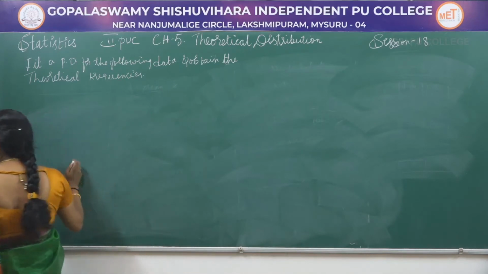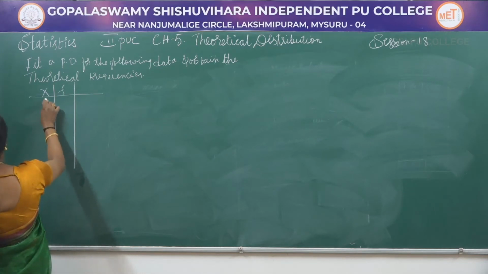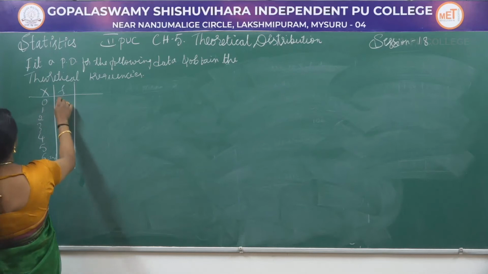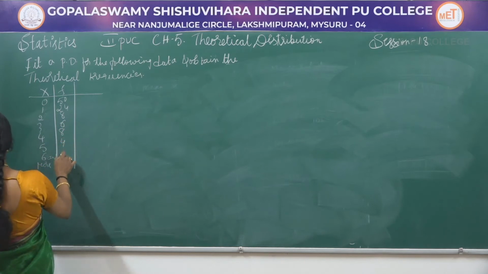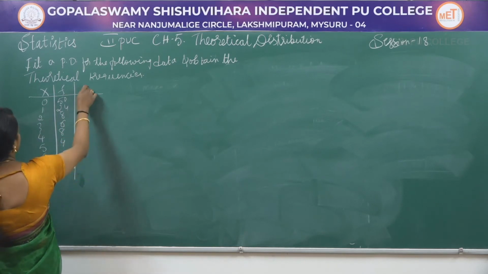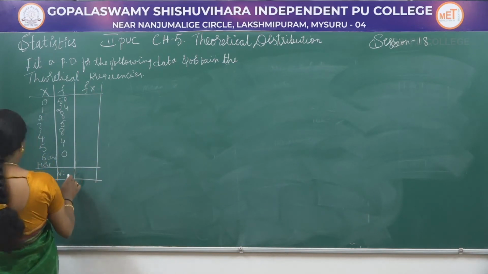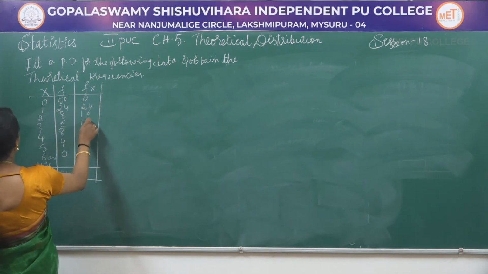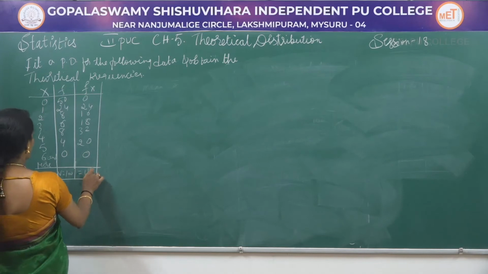Here x values are 0, 1, 2, 3, 4, 5, 6 and more, and f values are 50, 24, 8, 6, 8, 4, 0. First step is we have to find the mean. For that we have to find n and fx. Here n is equal to 100, and fx is 0, 24, 16, 18, 32, 20, 0, and this total is equal to 112.